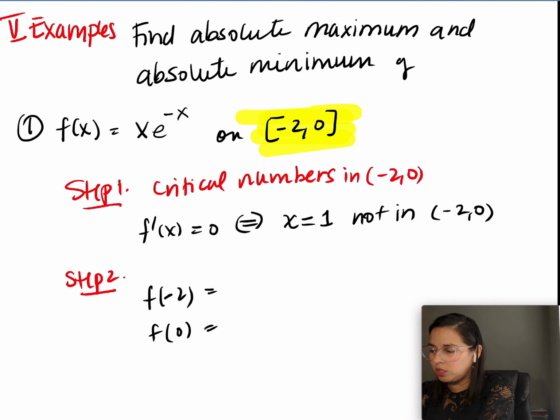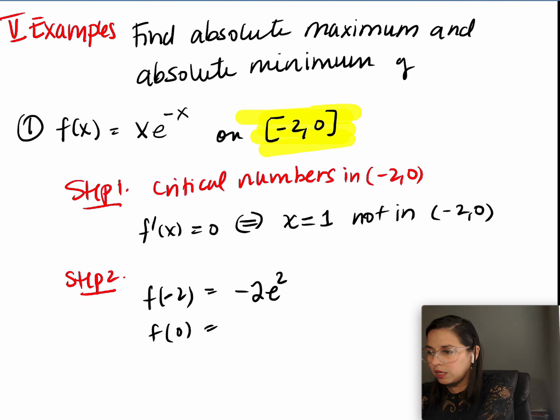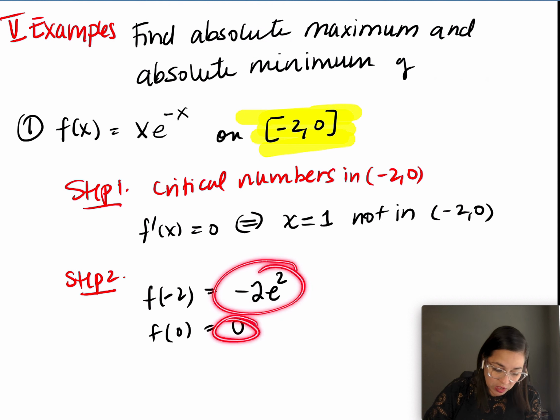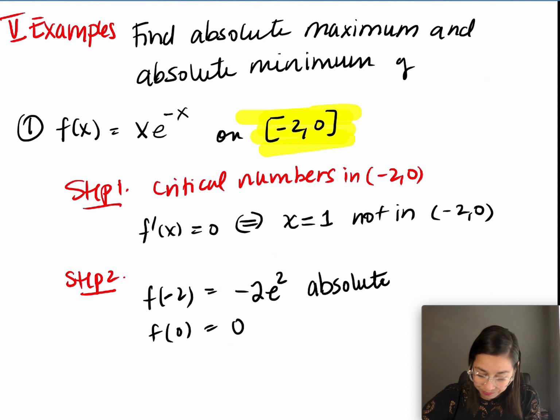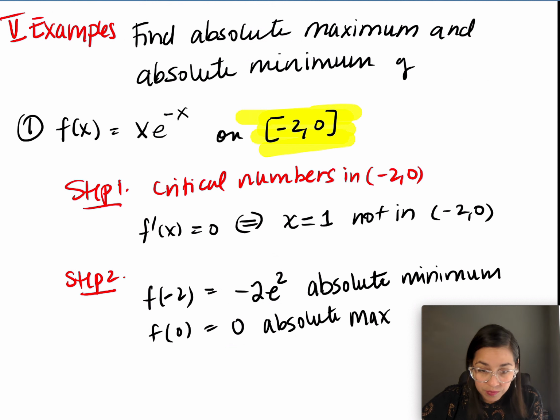So let's see. My function evaluated at -2, I get -2e squared, and then I get 0. This is a negative number, so that's smaller than this. So that tells me that -2e squared is my absolute minimum, and 0 is the absolute maximum in this interval.